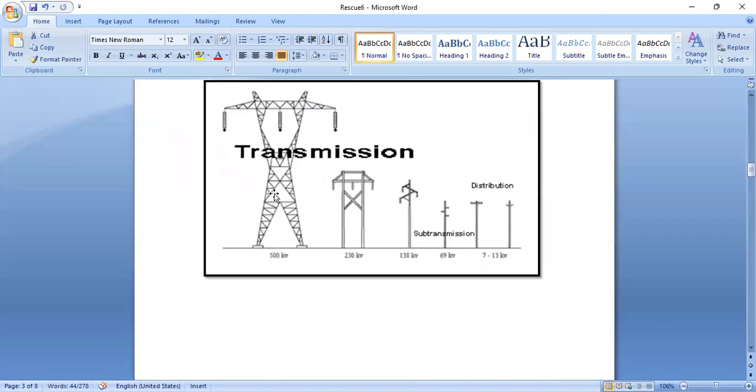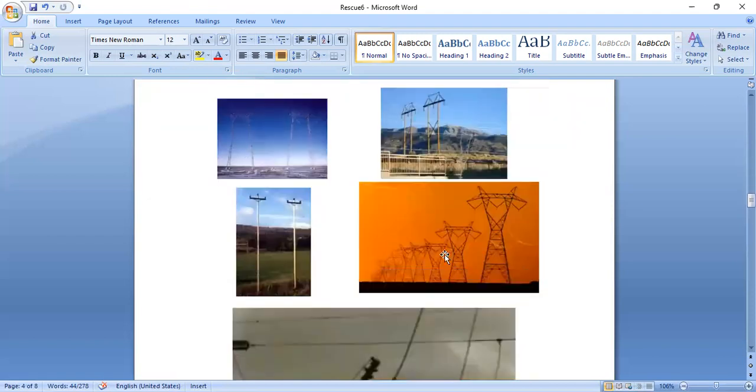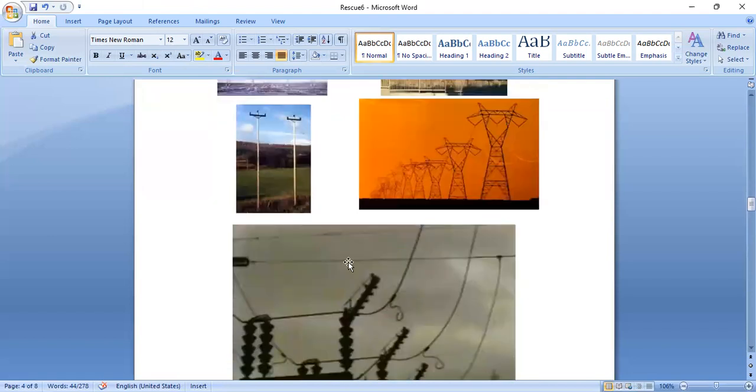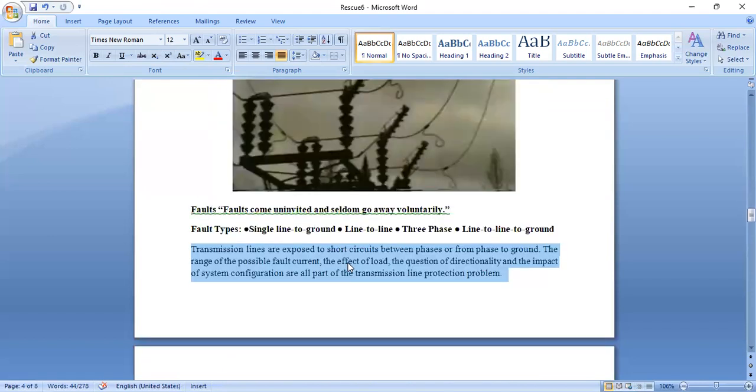Then this is nothing but the overhead line for the transmission: 500 kV, 230 kV, 138, 69, 7 to 13 kV. Similarly, this is the transmission, that means from the generating to the distribution. We can connect the transmission line, and energy will be supplied to this transmission line. That means it is a very, very important part of the electricity. Very serious faults can occur there, so the protection is very, very important.